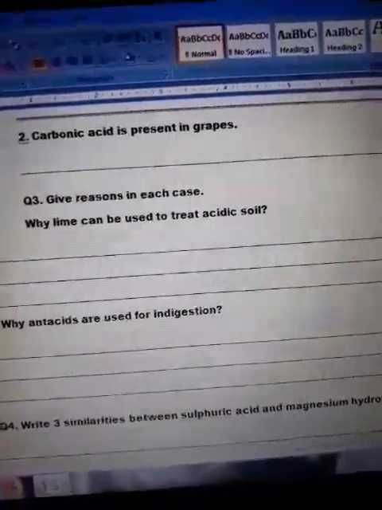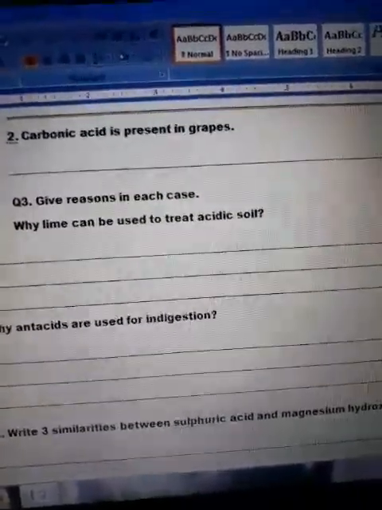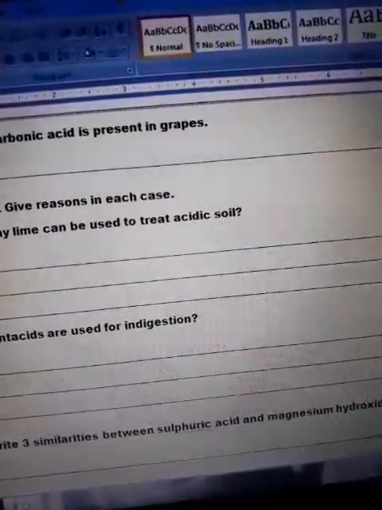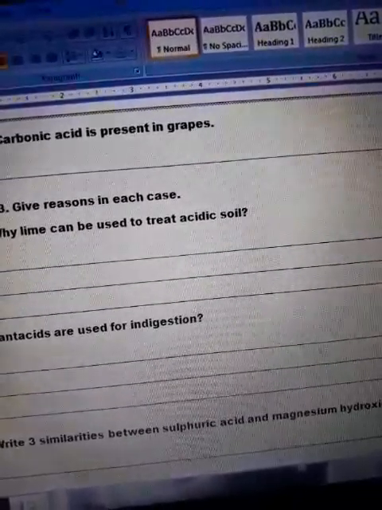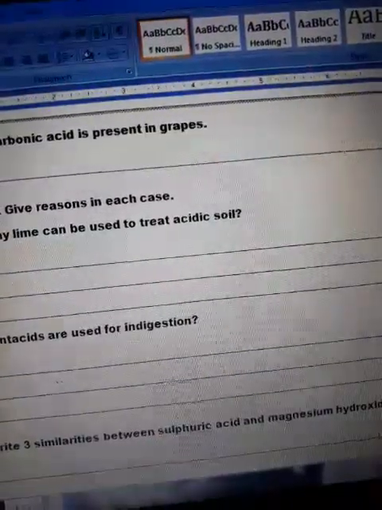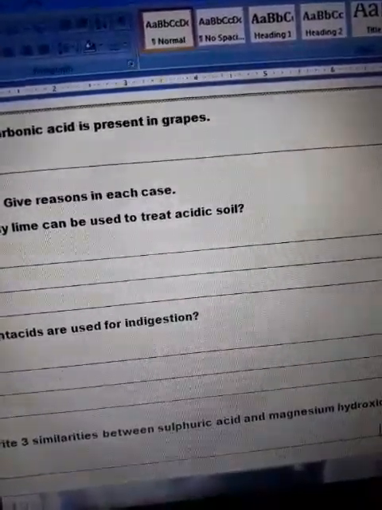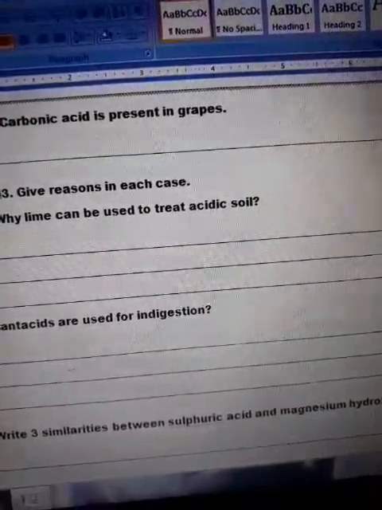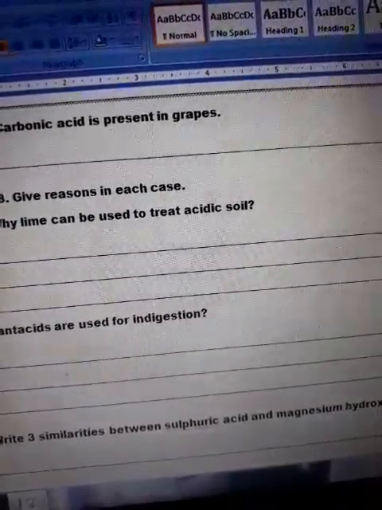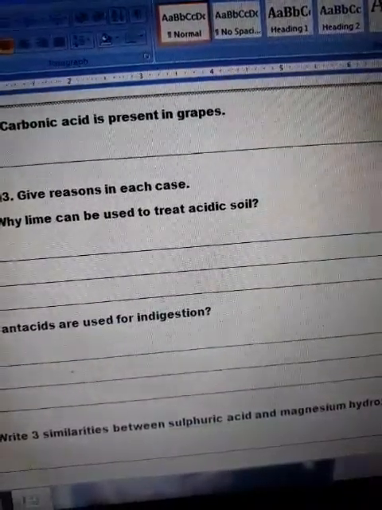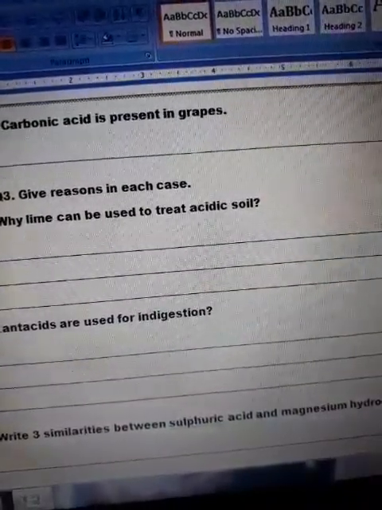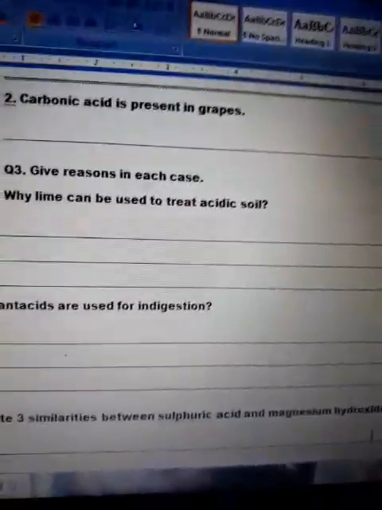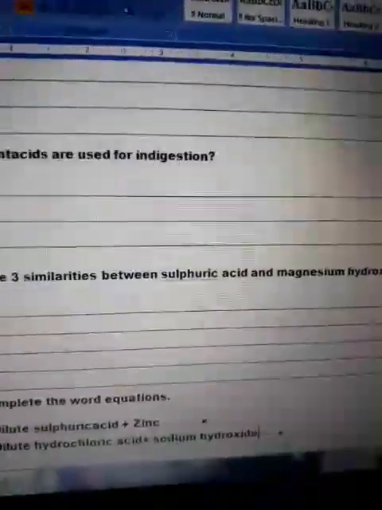Question number 4 is write 3 similarities between sulfuric acid and magnesium oxide. Magnesium oxide is alkali, sulfuric acid is an acid. They both dissolve in water to form aqueous solution. They conduct electricity in aqueous form. They both are corrosive. They both react with each other to form salt and water. So you can write any 3 similarities of your own choice.